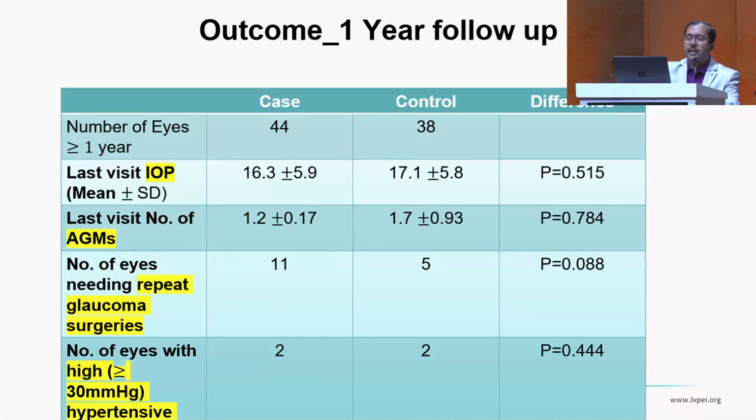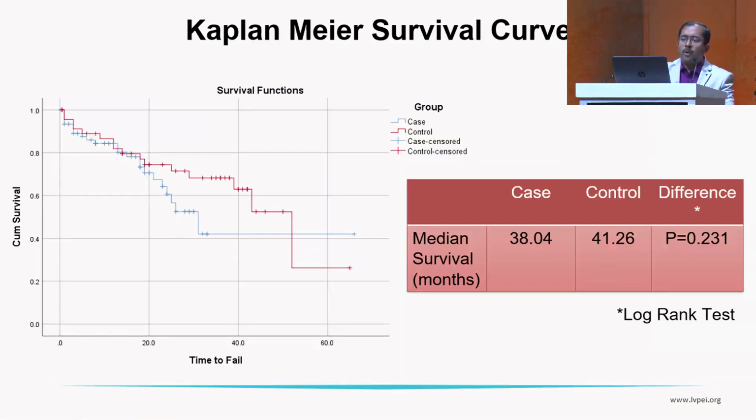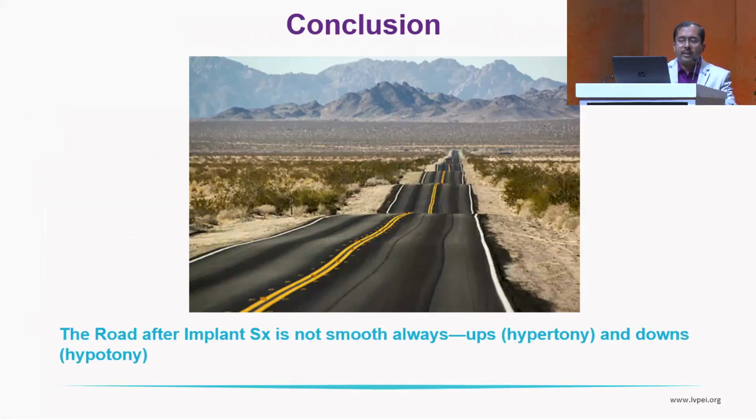Coming to our results at 1-year follow-up, we had 44 cases compared to 38 control eyes. The final IOP and the number of medications were lower compared to control eyes, but the number of eyes needing repeat surgeries, as well as the number of eyes with a high hypertensive phase, did not improve with the use of this umbilical cord allograft. The Kaplan-Meier survival curve also showed that eyes with this allograft didn't do better than eyes without it. Ultimately, the results are not that impressive, but this is a promising technique, and we believe that if we tweak the technique, we can have better results as time goes by.